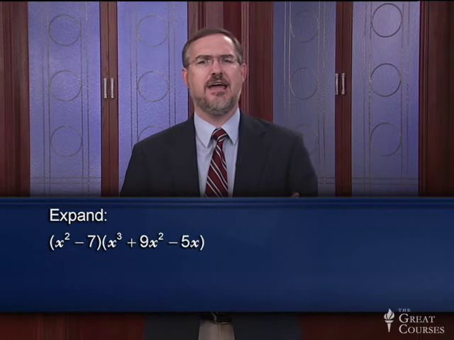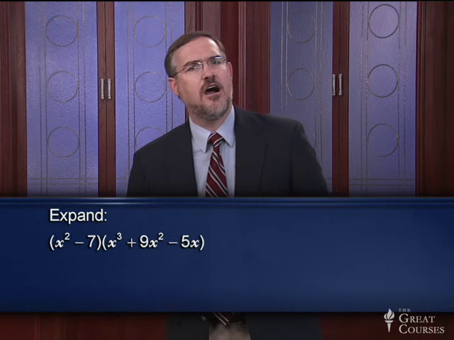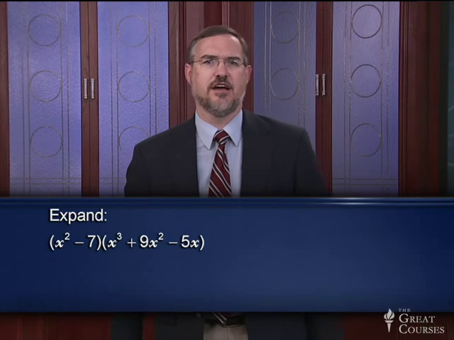Now, I'd like to look at a second example of multiplication of two polynomials, and this time we're going to multiply a binomial with a trinomial. That means we're going to multiply a two-term polynomial with a three-term polynomial. And this acts a lot like FOIL, if you've heard that in the past, but it's a bit more involved. So let's do the following example. I want us to expand or multiply out x squared minus 7 times x cubed plus 9x squared minus 5x.